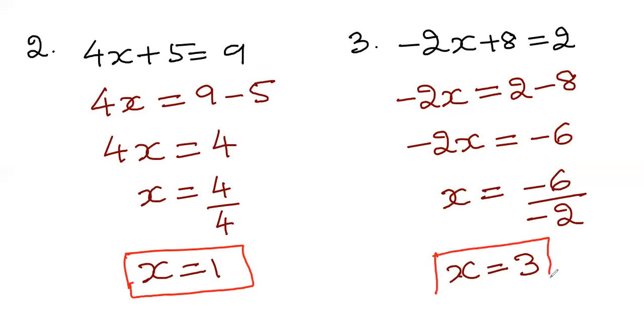So again, we can do the checking. Look at the left-hand side of the expression. So we have minus 2x plus 8. So it's minus 2 times 3, which is minus 6. Minus 6 over here, plus 8. Minus 6 plus 8 will give you plus 2. And on the right-hand side, we have plus 2. So therefore, this answer is correct.